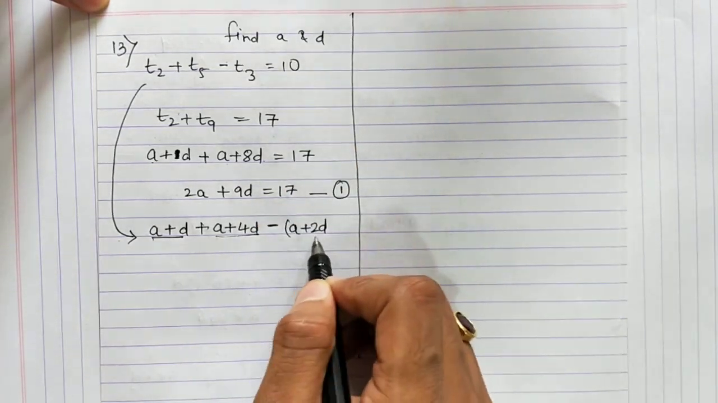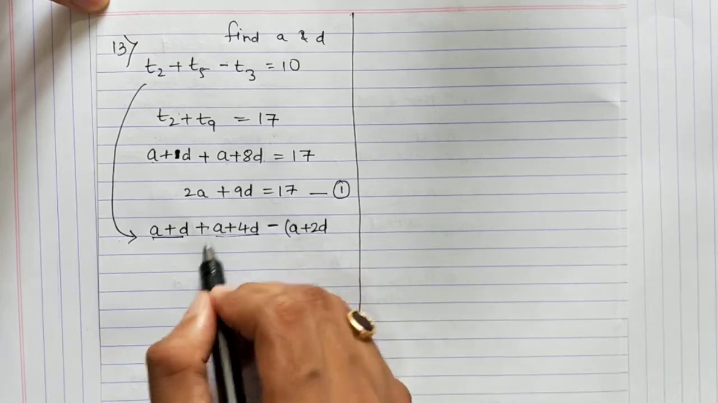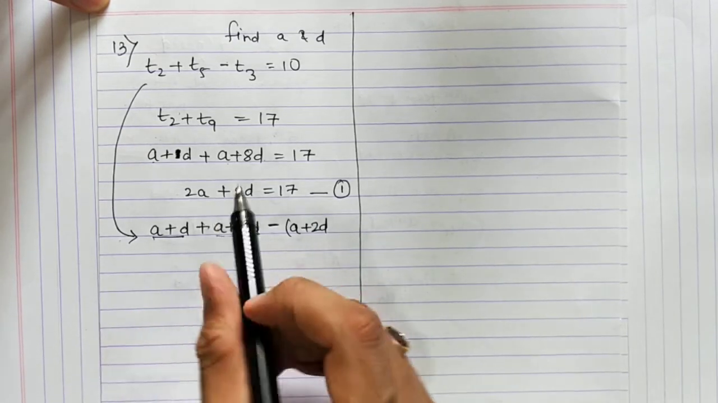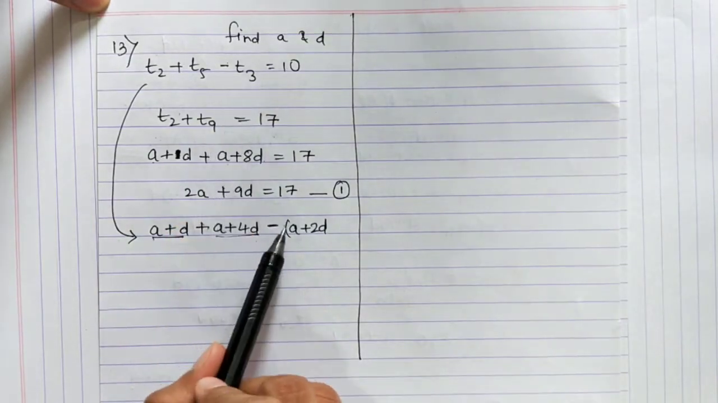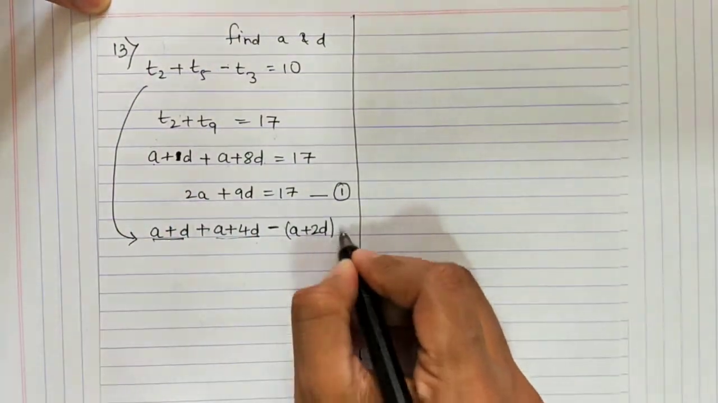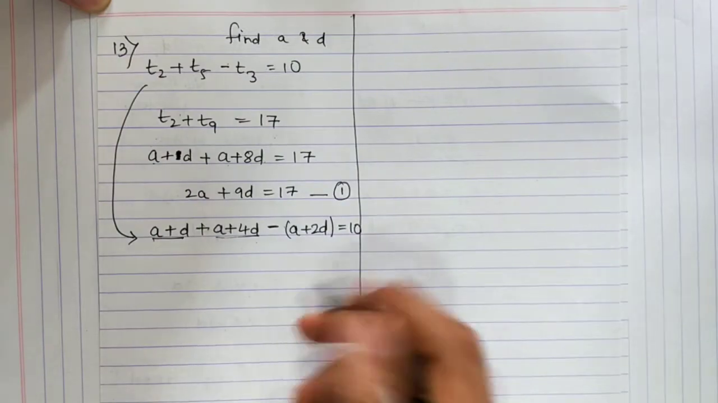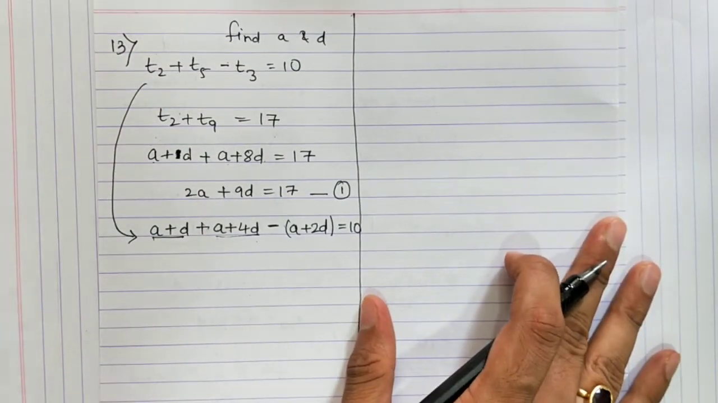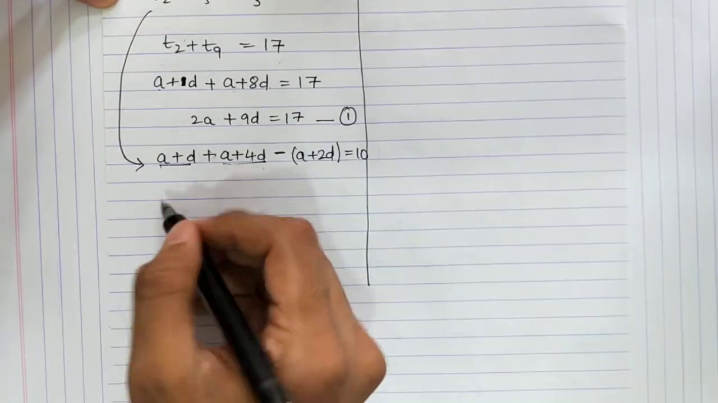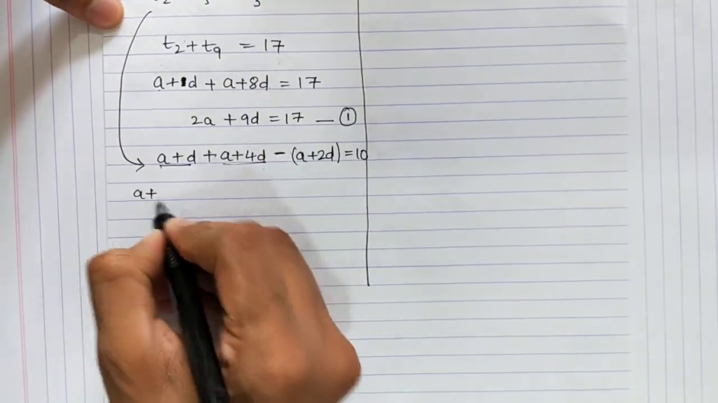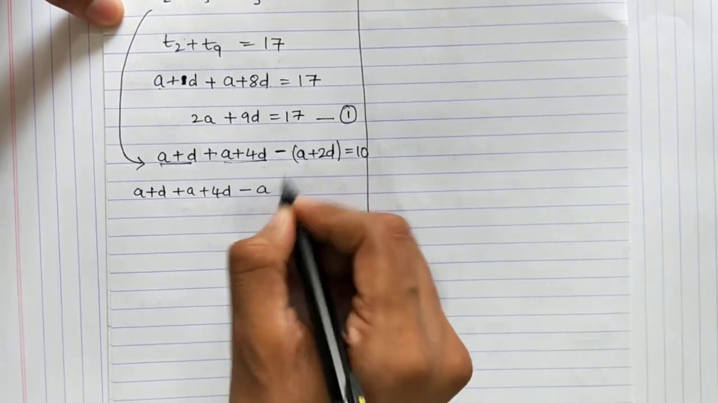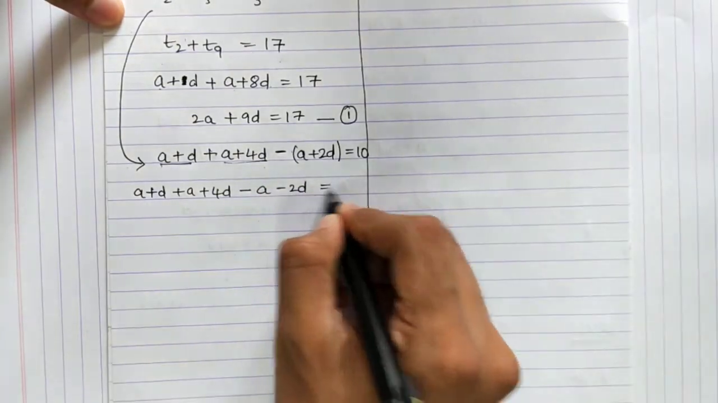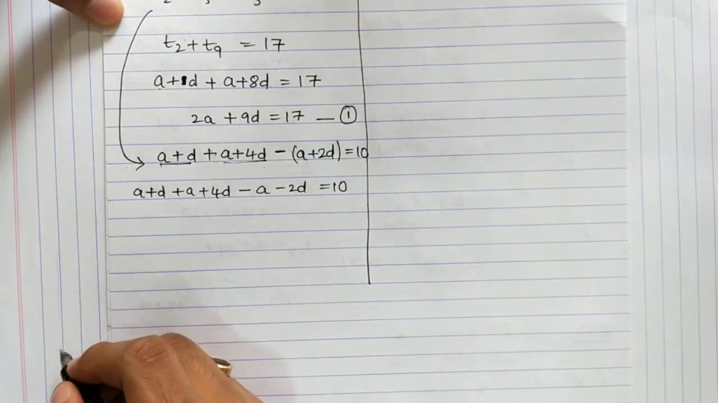This part is most important. And how am I writing A plus 2D, A plus 4D, A plus D? Whatever the term, if it is the fifth term then A plus 4D, if the third term then A plus 2D, equals 10. So A plus D plus A plus 4D minus A minus 2D equals 10.